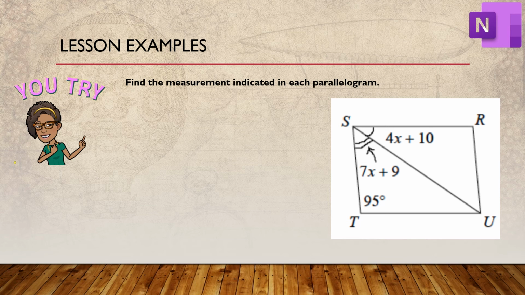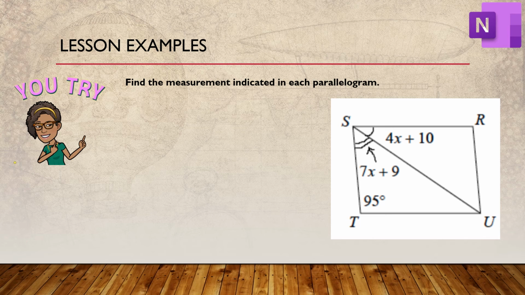All right, so you're going to take the time now to try the next two problems on your own in your notebook. So go ahead and pause the video. All right, welcome back. So we're going to go ahead and work out these two problems in your lesson examples.